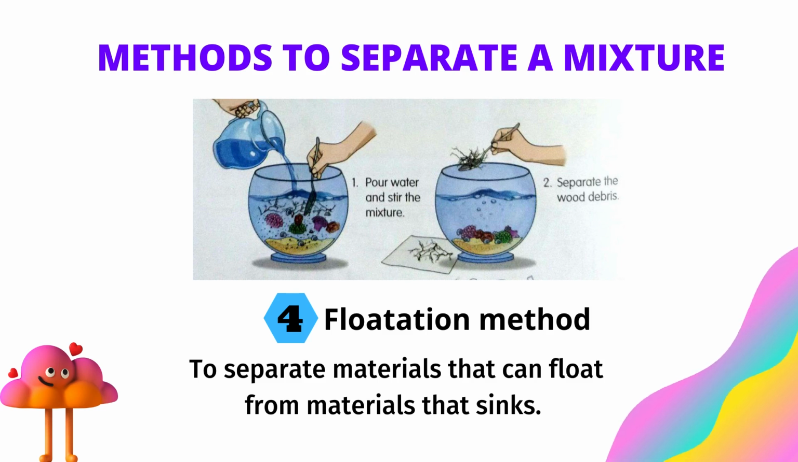We can use flotation method. First, how do we do this method? Pour water and stir the mixture, kacau. And 2, separate and remove the wood debris. So, we use flotation method to separate materials that can float from materials that sink.